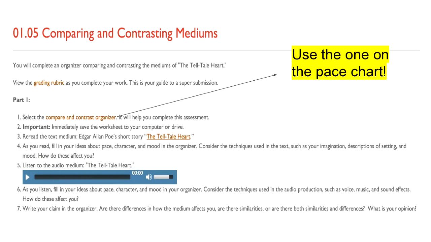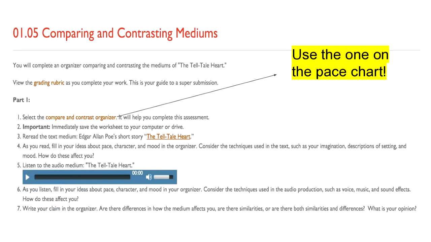Okay, so I want to do the same thing that I did for the text in the organizer, but I want to base it on the audio version. Consider the techniques used in the audio production, such as voice, so I have to pay attention to voice, music, and sound effects. How does this affect you? Oh, good, it's my own opinion again. So I can write about voice, music, and sound effects, how it affected me when I listened to the audio version of The Telltale Heart.